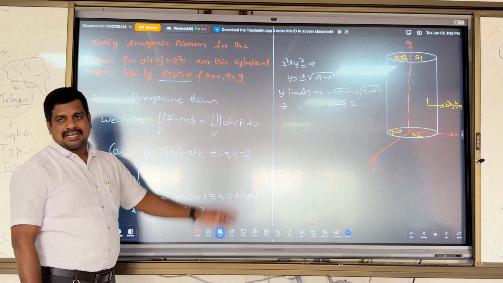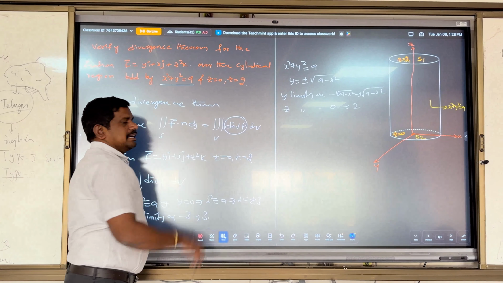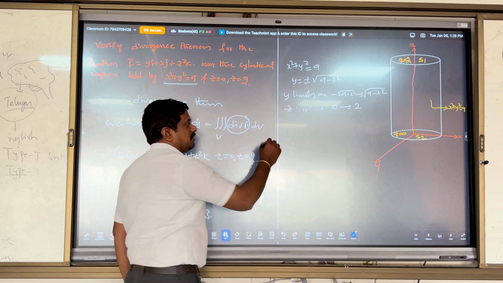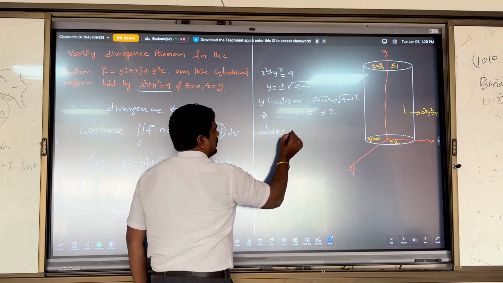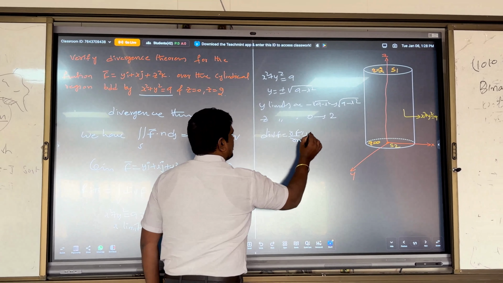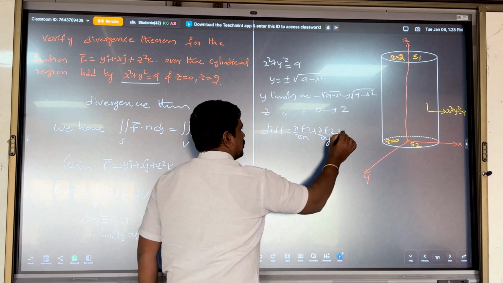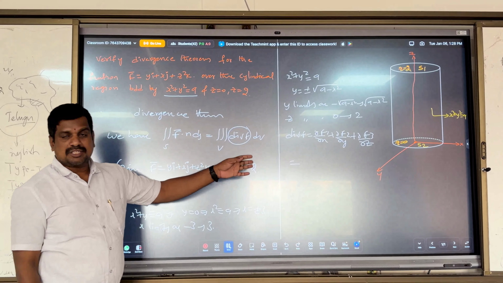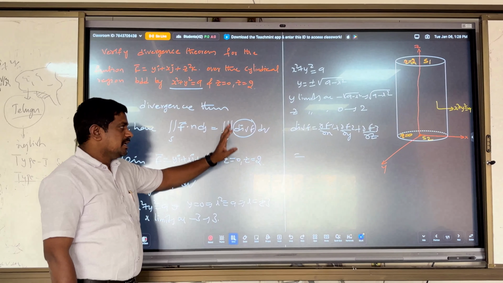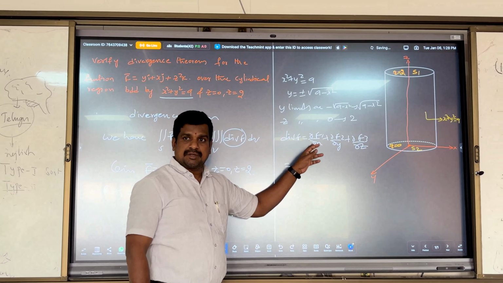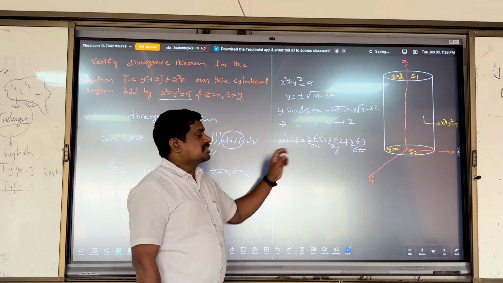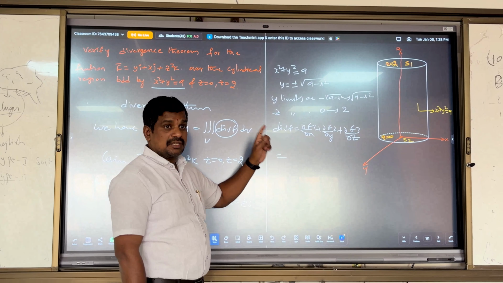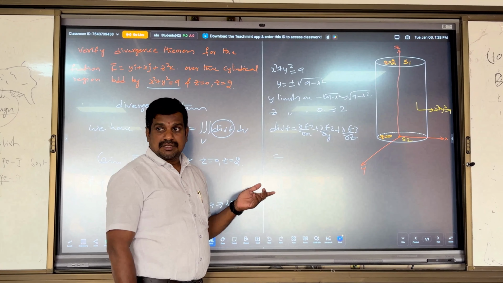At this stage, we know the x limits, the y limits and the z limits. The next unknown is div f. The question is how to find div f. We know the formula: div f equals dou f1 by dou x plus dou f2 by dou y plus dou f3 by dou z. First you should find dou f1 by dou x, which means the partial derivative of f1 with respect to x. Whenever we find the partial derivative with respect to x, the remaining variables are treated as constants.